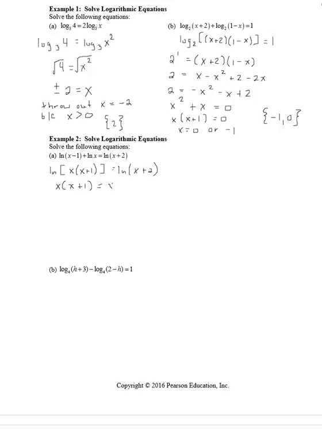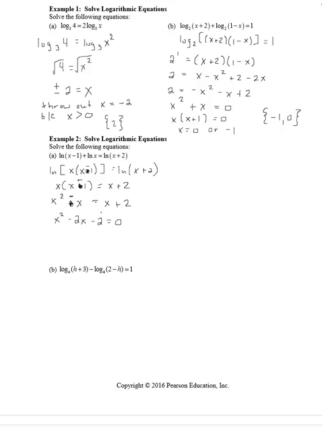So x times x plus 1 equals x plus 2. Now we multiply, so we have x squared plus x equals x plus 2. Now I've botched again. This should be a minus 1, which makes this a minus 1, and this a minus x. So that's x squared minus 2x minus 2 equals 0.